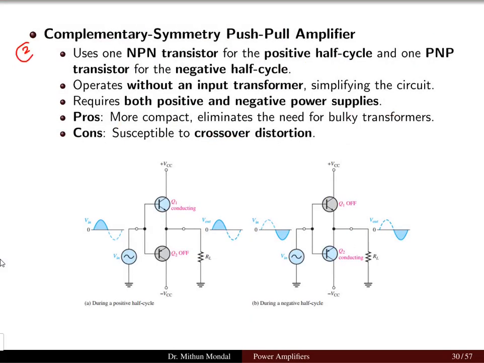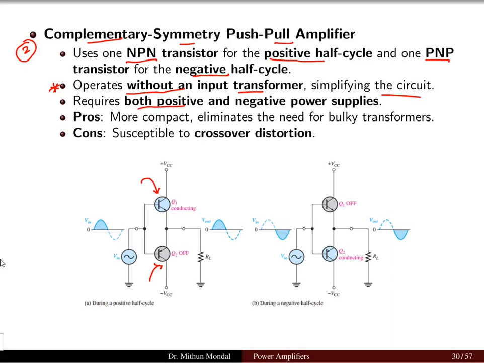The second configuration is the complementary symmetry push-pull amplifier. Again we have two transistors Q1 and Q2, but one is NPN and the other is PNP, and these transistors conduct for the positive and negative half cycles one by one. It operates without an input transformer, hence it simplifies the circuit. In the previous configuration we saw the use of a transformer. Here it is not using any transformer, so the cost is less and simplicity is also there.